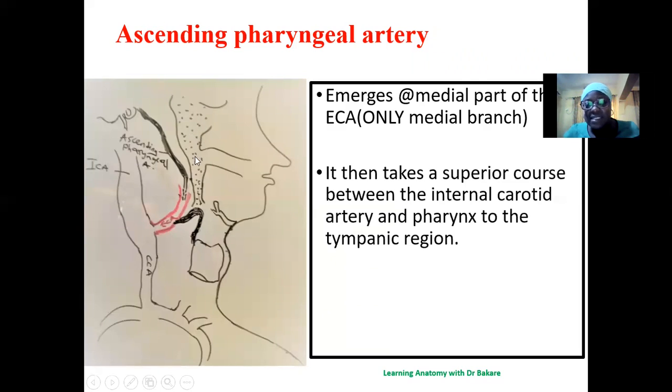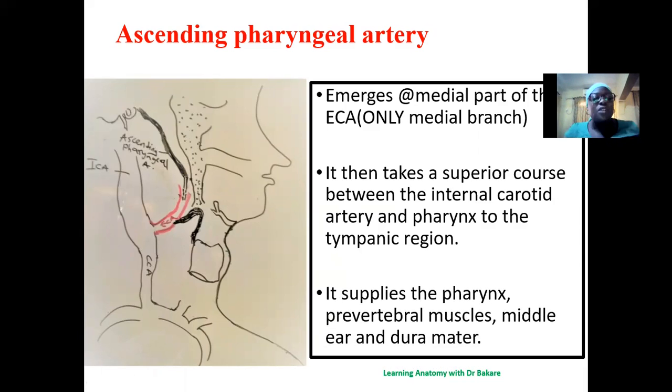This is the pharynx, the dotted space. So it runs between the two structures and it runs superiorly. As it runs, it gives off branches to supply the pharynx. It runs up to the tympanic region to supply the middle ear. So apart from supplying the pharynx, because it further takes its course upward to the tympanic region, it also gives supply to the middle ear and also the dura mater within this region.